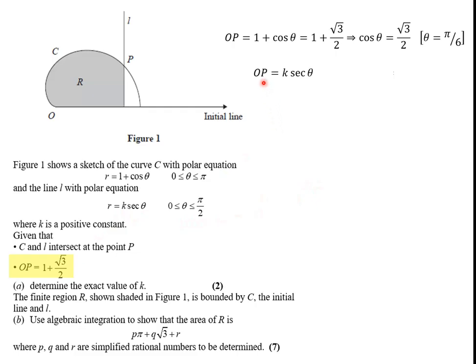I also know that r, the OP, is k times sec theta, whatever that angle is, which is k over cos theta. I know that cos theta is root 3 over 2 from the C equation. So I've got k times root 3 over 2. Again, that's equal to 1 plus root 3 over 2, which told us the length of OP. So k is going to be 1 plus root 3 over 2 multiplied by root 3 over 2, which gives me root 3 over 2 plus 3/4.